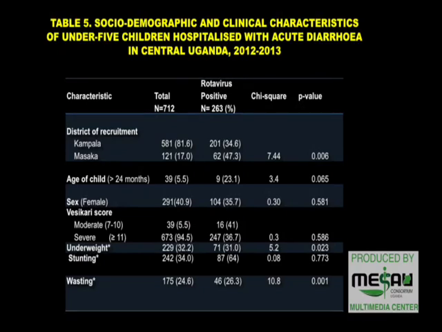Among the people we recruited, most of the children were above the age of 39 months, most of them were female, and most of them presented with a Vesikari score of greater than 9 or greater than 11. This score is used in rotavirus studies to describe the severity of the disease. And 32.2% of the children were underweight, 34% were stunted, and 24.6% were wasted.